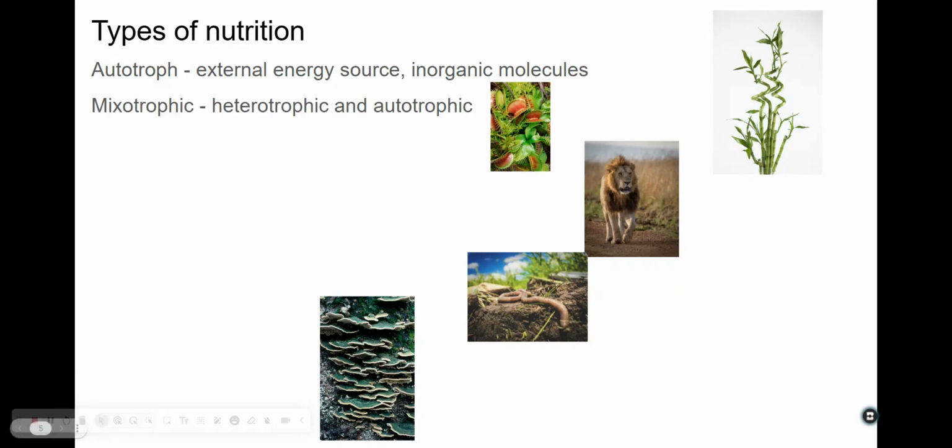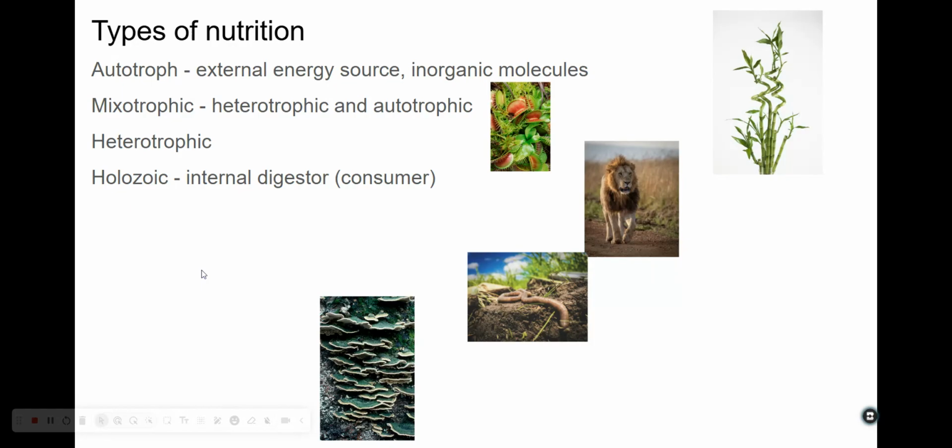Then we have our mixotrophs. Our mixotrophs are both heterotrophic and autotrophic. And just like there was obligate and facultative, we have the same concept here. Some of them are obligate, which means they have to do both heterotrophic and autotrophic, and some are facultative, which means typically they're autotrophs that can be heterotrophic, but it does change occasionally. Then we have our heterotrophs. Our heterotrophs use an internal energy source from feeding, and they're using organic molecules.